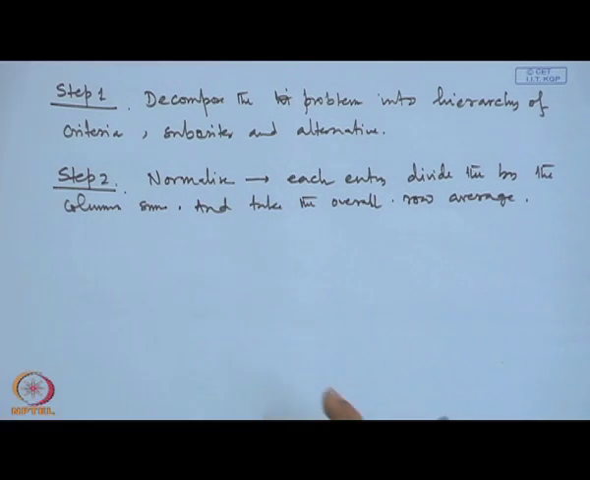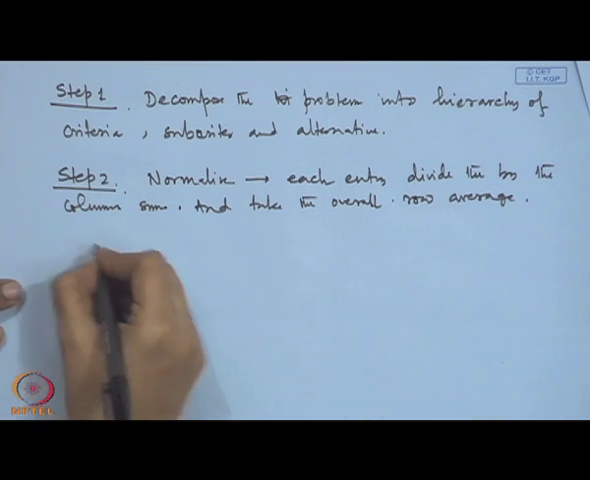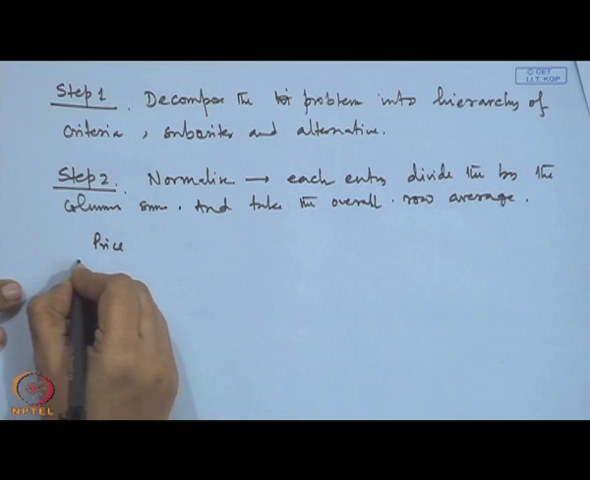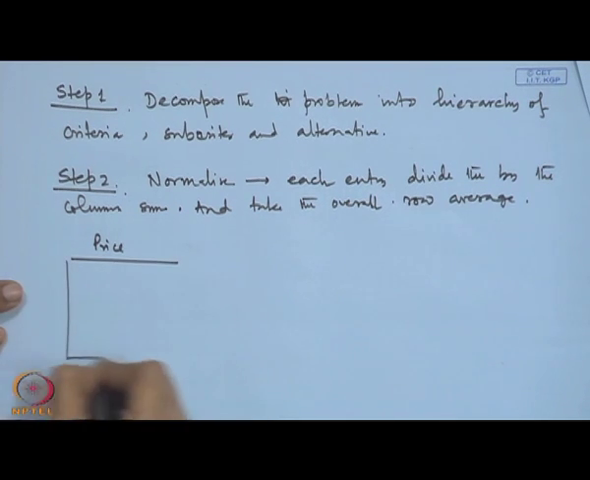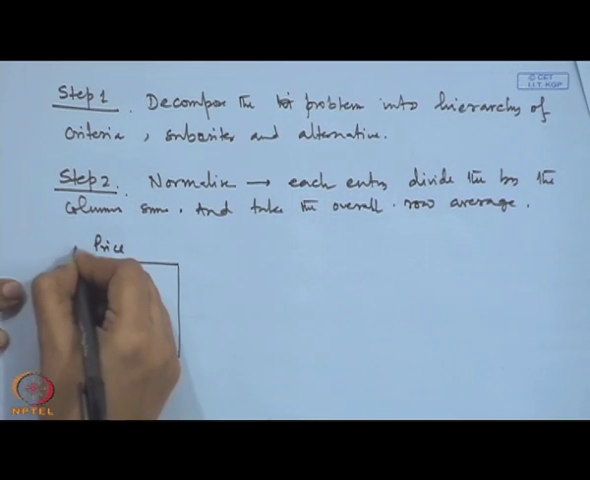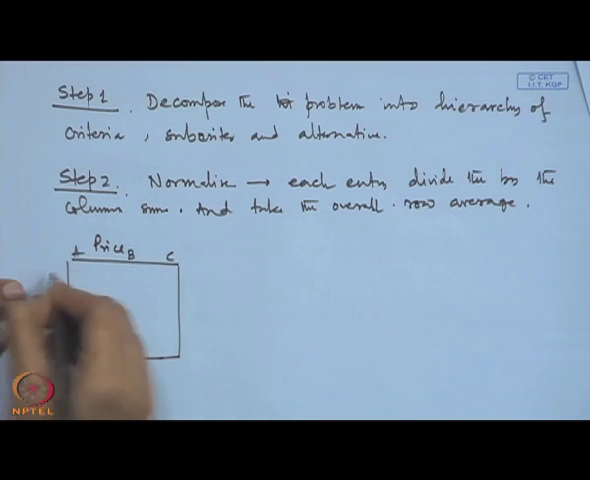For the normalization of the method, what we do for the price, say we are having the information regarding A, B, C, how it is being done. I am just explaining to you.